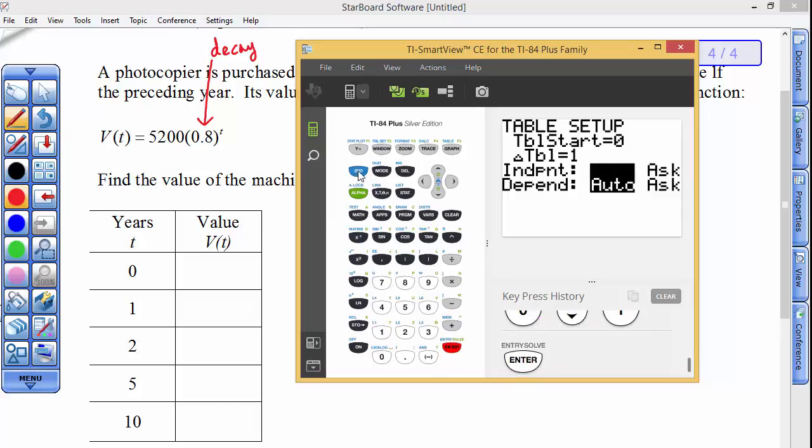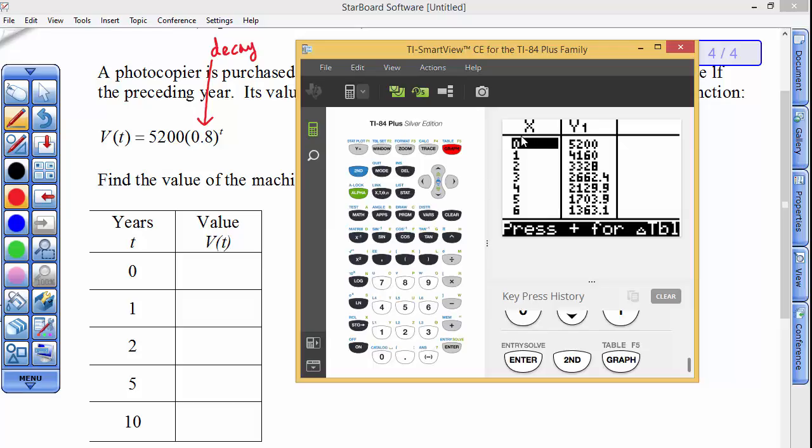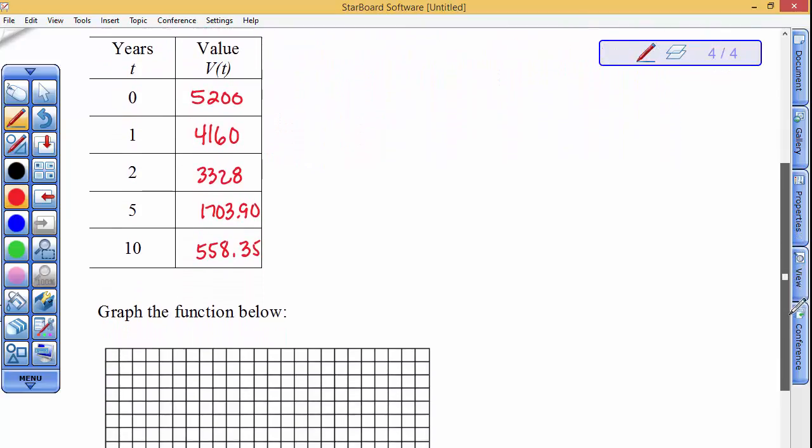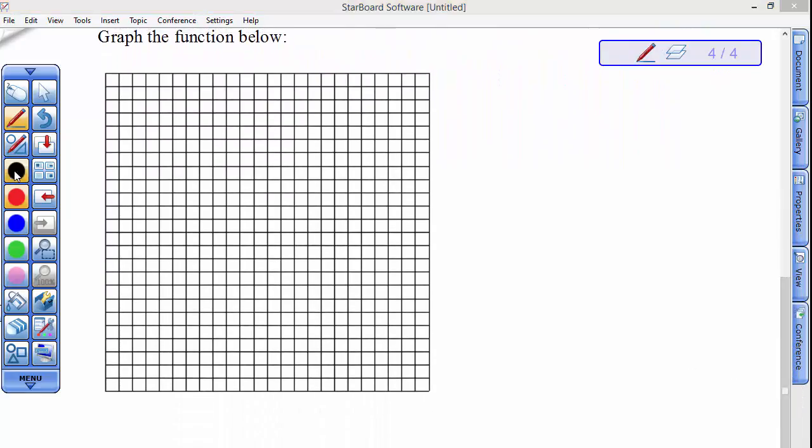And then I'm going to go second in the graph key to see that when I bought it, it was worth $5,200. But at the end of year 1, it had lost 20% of its value, or it was now worth 80% of its value. And so I'm going to go ahead and put these values into my table. And I want to graph the exponential decay curve for this copy machine. It's worth hardly anything at year 10, and companies have to depreciate their equipment, and this may be how this particular piece of equipment is depreciated on their balance sheet.